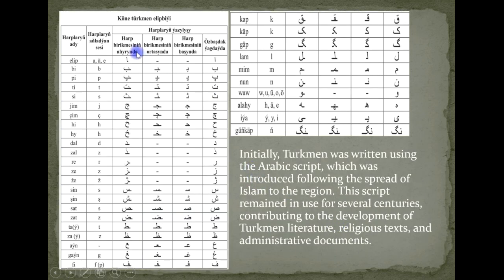Köhne Turkmen Elipbeyi, that is called the Old Turkmen ABC, the Old Turkmen alphabet. So it's based on the Arabic script. You can see this script remained in use for several centuries, contributing to the development of Turkmen literature, religious texts, and administrative documents.